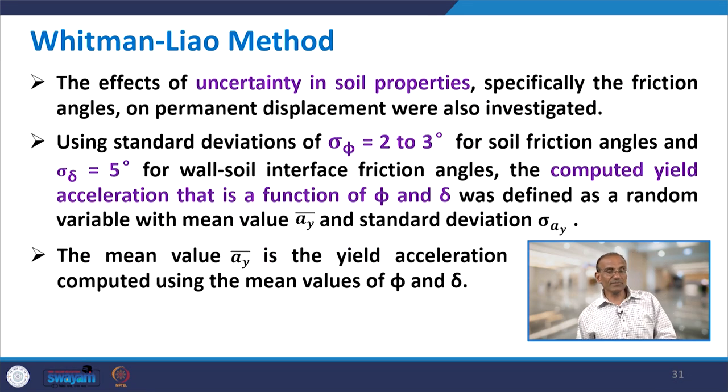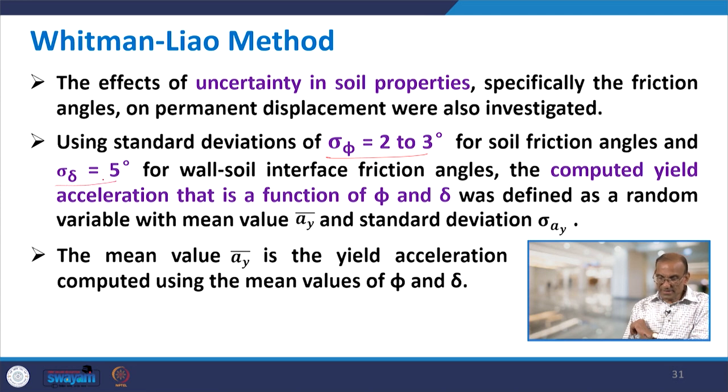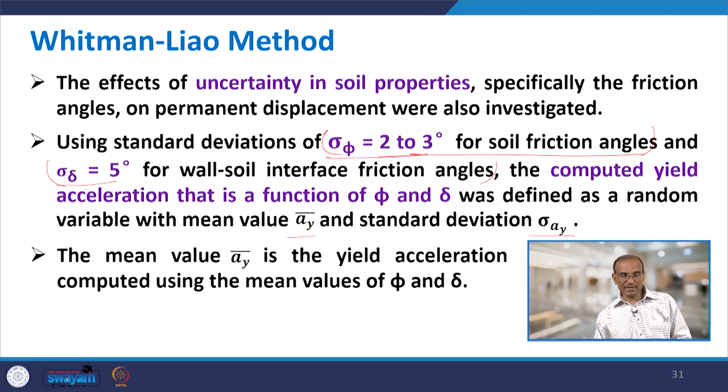The effects of uncertainty in soil properties, specifically the friction angles, on permanent displacement were also investigated by Whitman and Liu. They used standard deviations of sigma phi, let us say 2 to 3 degrees, for soil friction angles, and sigma delta of about 5 degrees for wall-soil interface friction angles. So this is one group, and this delta is for the wall-soil interface friction angle. The computed yield acceleration, which is a function of phi and delta, was defined as a random variable with mean value Ay bar and standard deviation sigma Ay. The mean value Ay bar is the yield acceleration computed using the mean values of phi and delta. To calculate the value of Ay bar, you will require phi as well as delta.